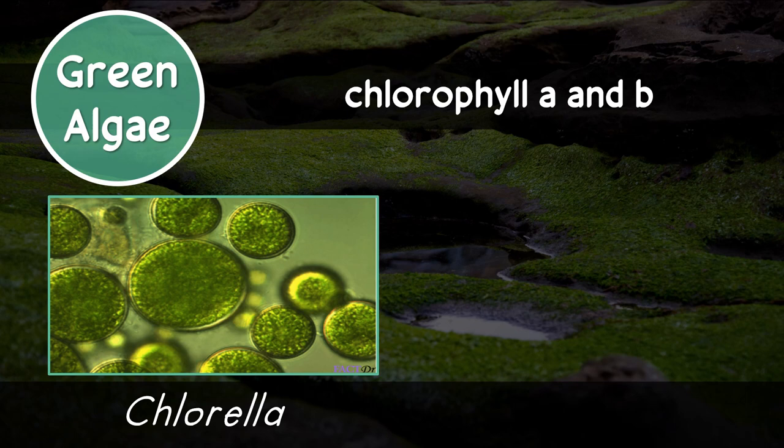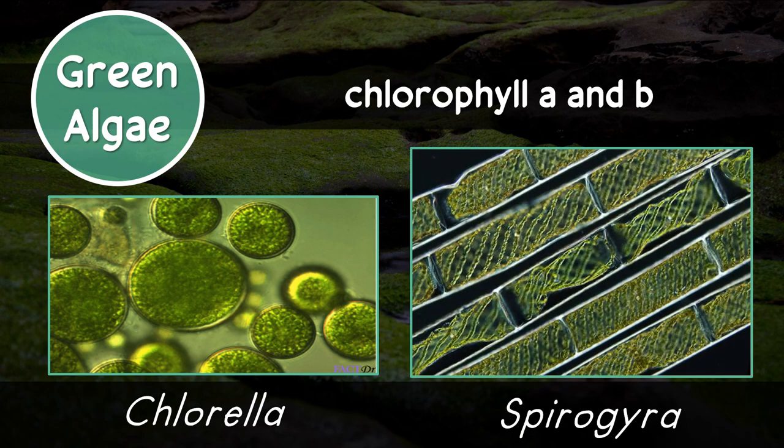Another example of green algae is the filamentous spirogyra. They are filamentous because ang kanyang cells ay naka-arranged one after another, forming a thread-like body or filament.